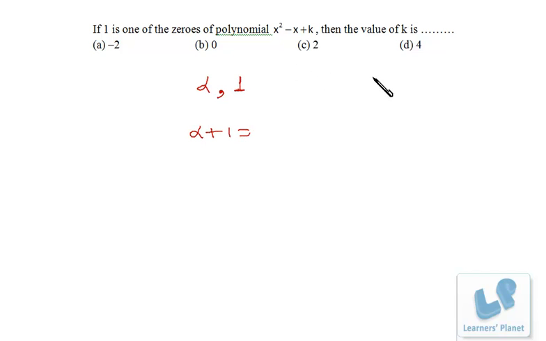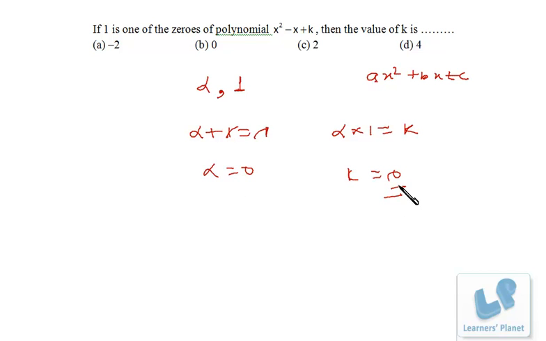That's minus b by a if we talk about ax square plus bx plus c. So the sum of roots will be minus b by a. So here it will be 1 only, right? Okay. Similarly, product of the roots, that is alpha into 1, that's k. Alright. Now from here alpha is 0, that means k is also 0. Right.